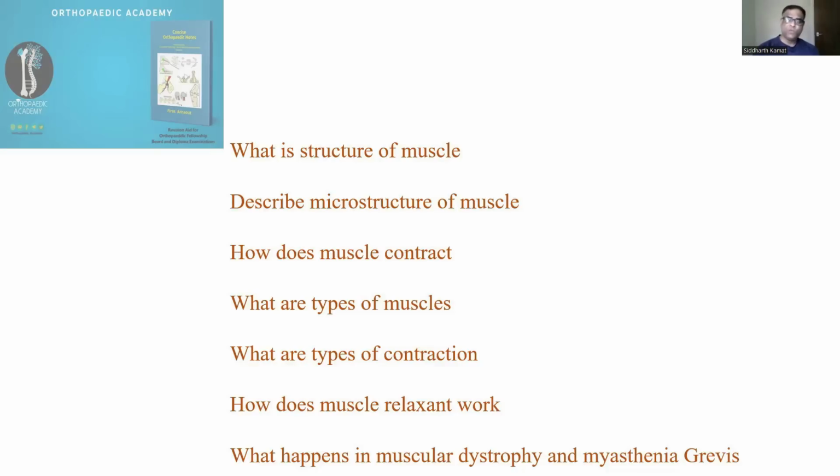There can be various other questions which can be asked on muscles, like what are the types of muscle fibers? They can be red fibers which use oxidative metabolism, which is responsible for slow and endurant movements, or they can be fast twitch fibers which have anaerobic metabolism and they are used for rapid short-lived movements.